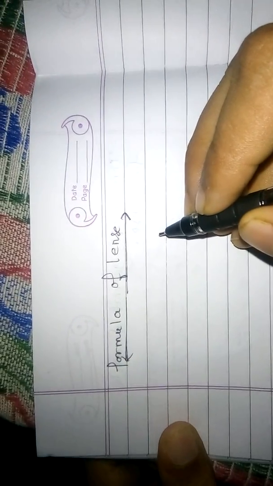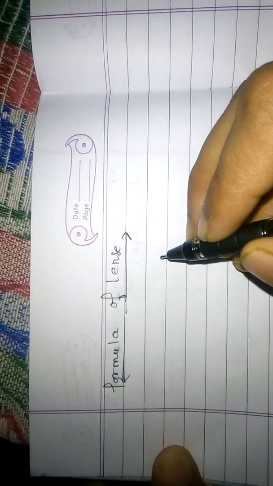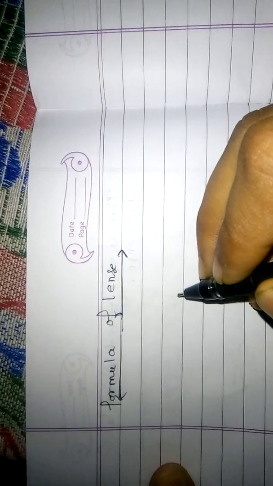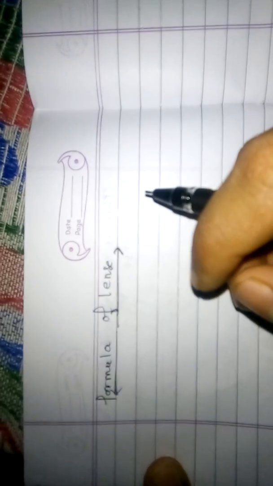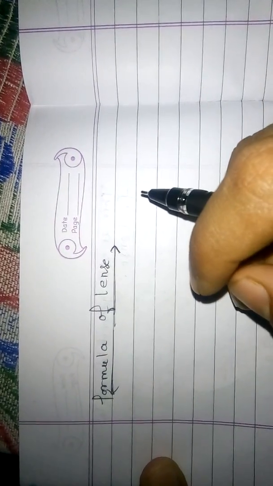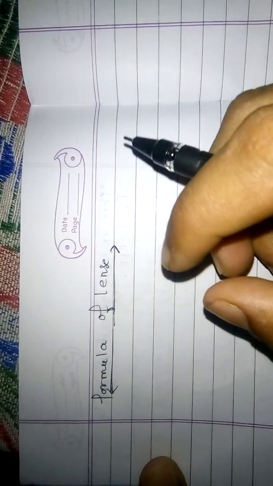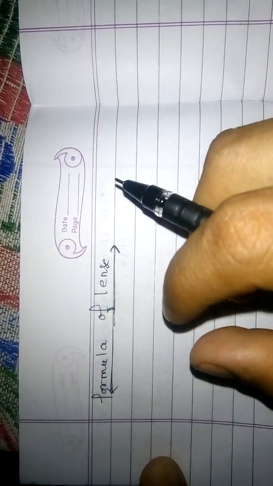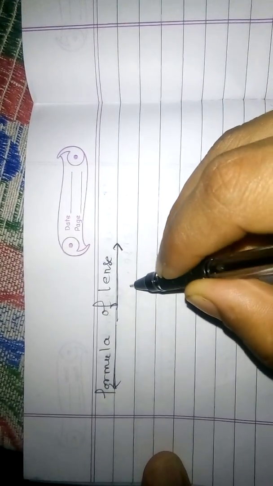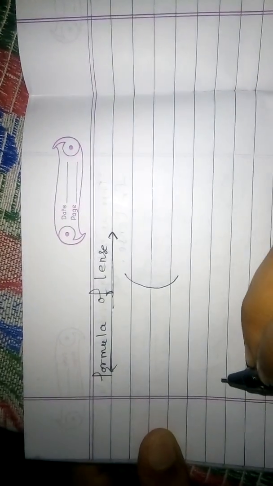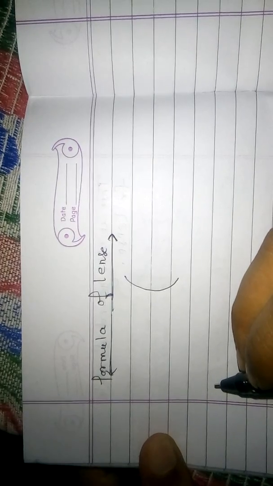Before describing this formula, we have to assume about the lens. We need some basic knowledge about the lens. What is a lens? Actually, a lens is nothing but a part of a sphere from which it is separated. This is a part of a sphere from which it is taken out.